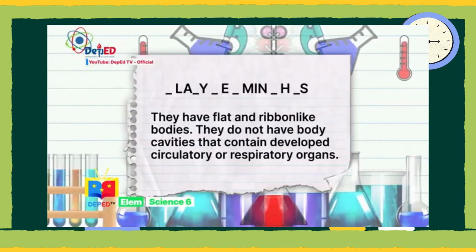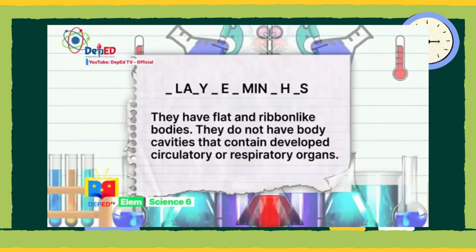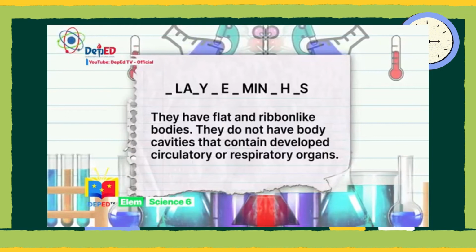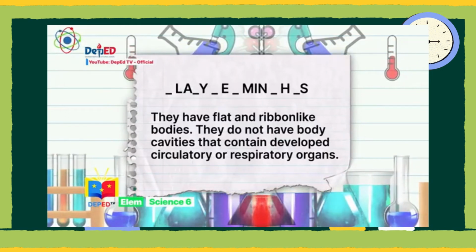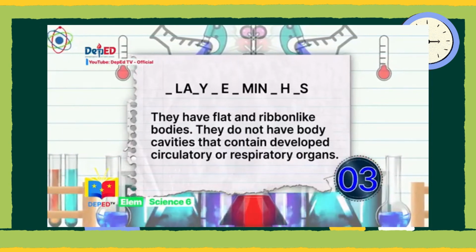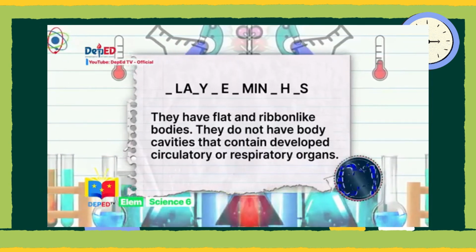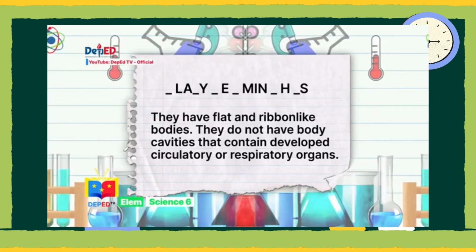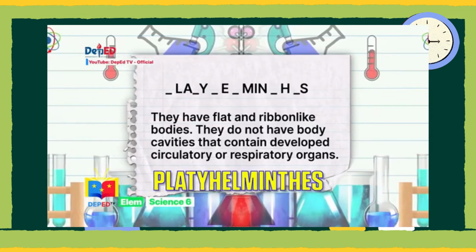Number 3. They have flat, ribbon-like bodies. They do not have body cavities that contain developed circulatory or respiratory organs. Good. The correct answer is platyhelminthes.